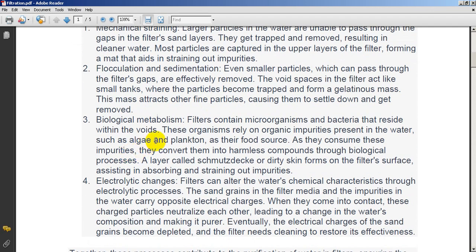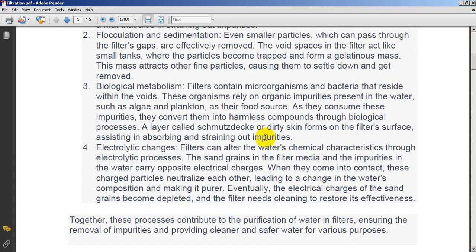3. Biological metabolism. Filters contain microorganisms and bacteria that reside within the voids. These organisms rely on organic impurities present in the water, such as algae and plankton, as their food source. As they consume these impurities, they convert them into harmless compounds through biological processes. A layer called dirty skin forms on the filter surface, assisting in absorbing and straining out impurities.